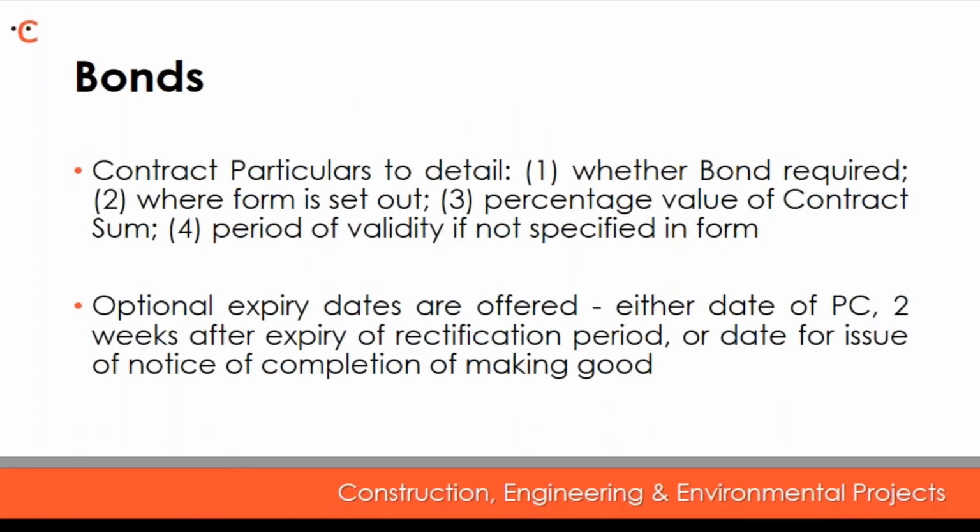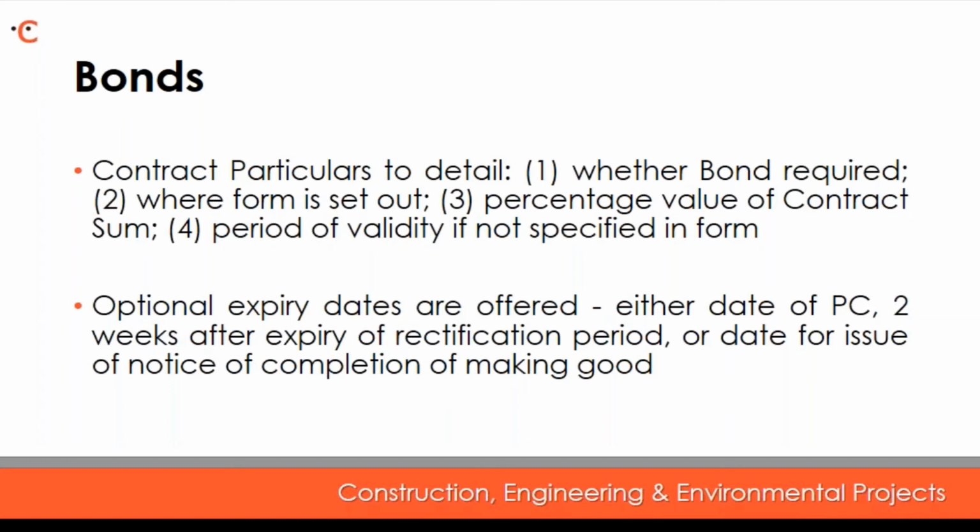Focusing now specifically on bonds, you will need to detail within the contract particulars whether a bond is required, where the form of that bond is set out, and once again, an annex is probably your best bet. The percentage value of the contract sum, that's the value that will in fact be the value of the bond in question, and the period of validity of that bond if it's not in fact specified within the body.